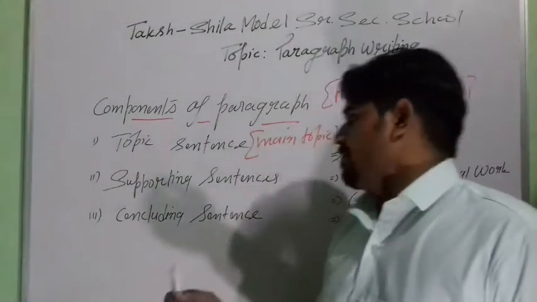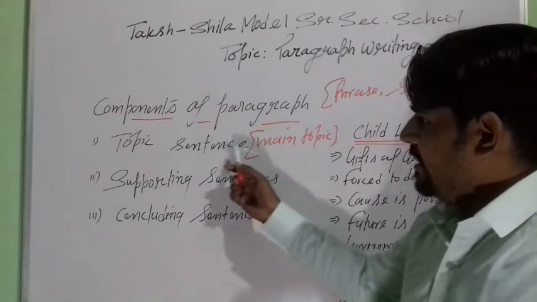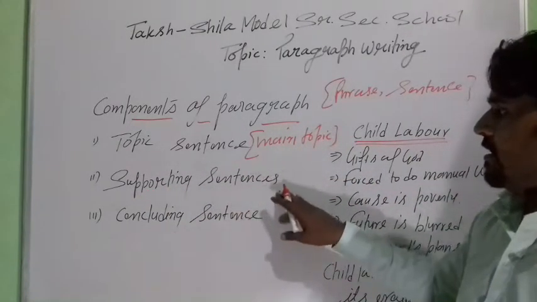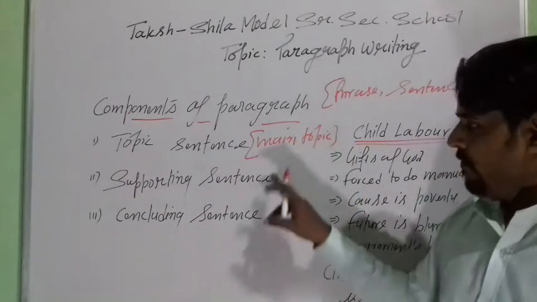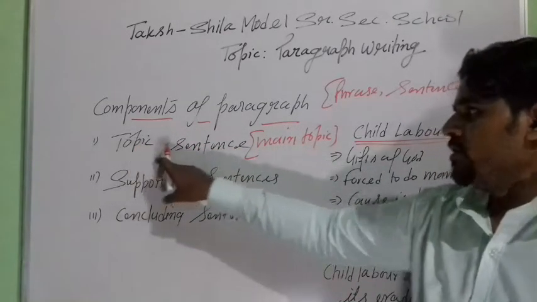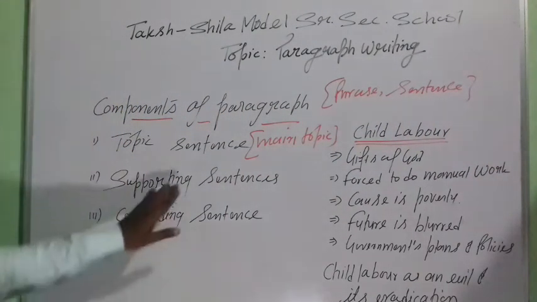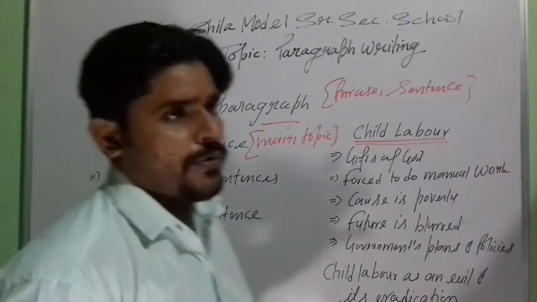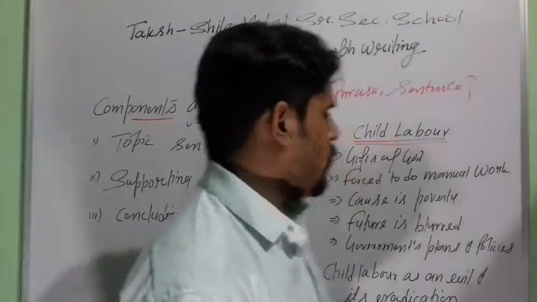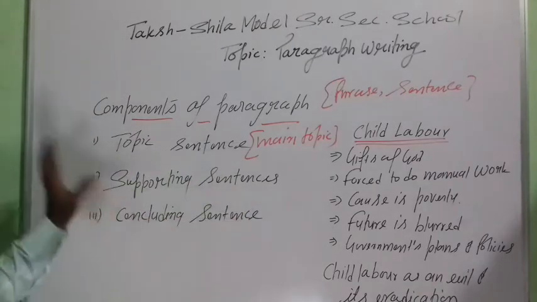Supporting sentences simply means a number of sentences which support the main idea which is conveyed through the topic sentence. Means supporting sentences are a number of sentences which support the main idea or main topic which is conveyed through the topic sentence. Right? So these sentences are called supporting sentences. Now here I want you to lend me your ears. I want to tell you one most important thing, and that is how can we actually write supporting sentences?